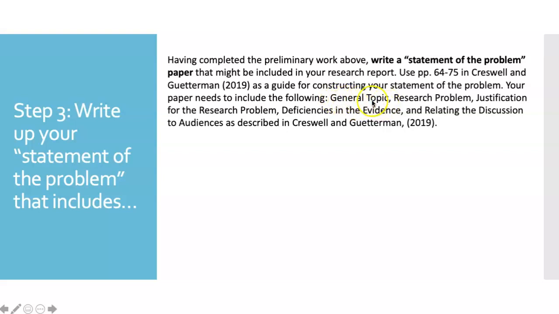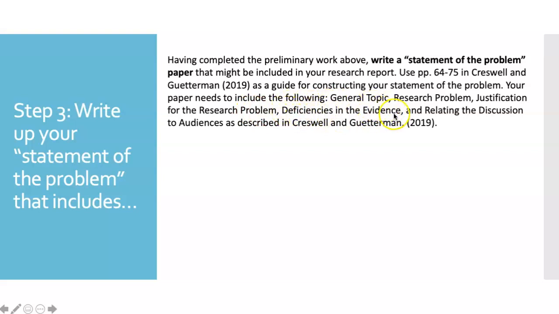But you're going to use the headings that Creswell and Guterman suggest, which are your general topic. So there's kind of a general area that I'm interested in. And this is the particular research problem that I'm going to address. The justification for the research problem. Why should somebody do this kind of work? The deficiencies in the evidence.